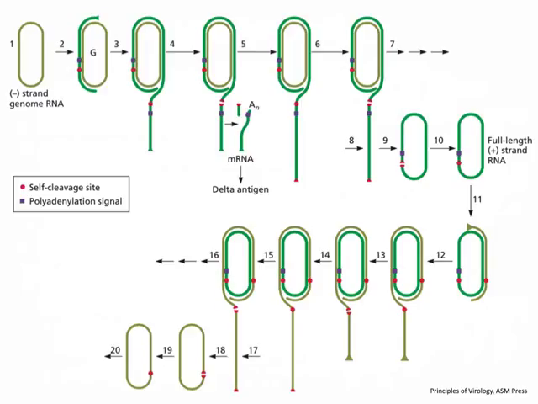Anyway, Pol-2 copies it, makes the antigenome, which is green. And this occurs by rolling circle replication, if you will. You make tandem copies, so multiple copies linked together. The red is the self-cleavage site. And so these molecules can self-cleave to form unit-length molecules. And they can give rise to the mRNAs. The plus strand gives rise to the mRNA.